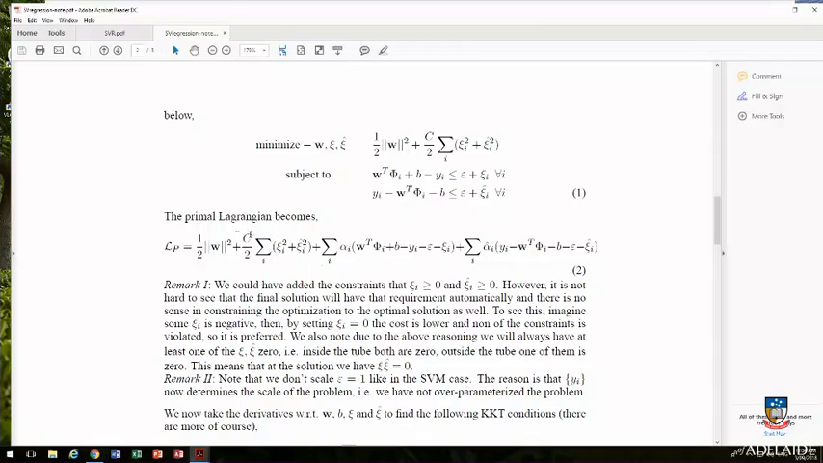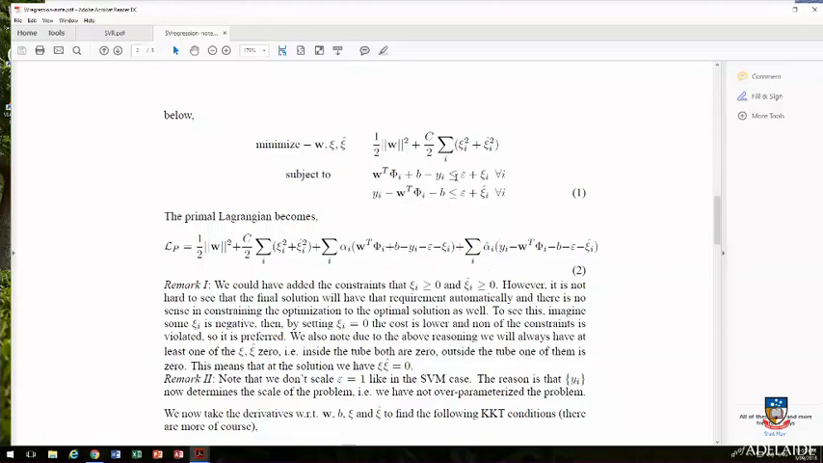So the first thing you do is to formulate the Lagrangian, right? The Lagrangian is very, very simple. You just copy the objective function here, and then for each constraint, you multiply by a Lagrange multiplier, alpha, and sum them up. And for this set, again, you multiply by alpha hat here, and you sum them up.